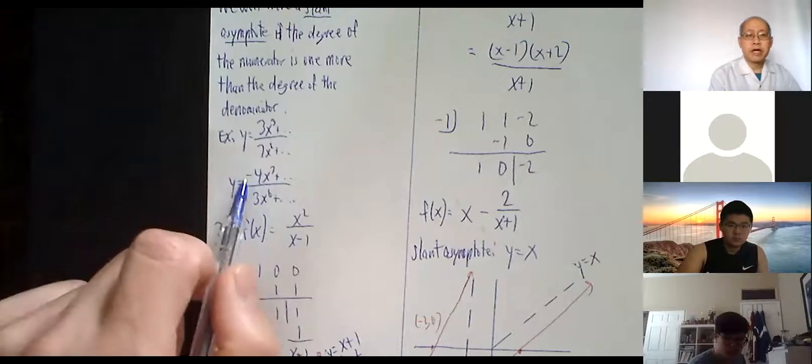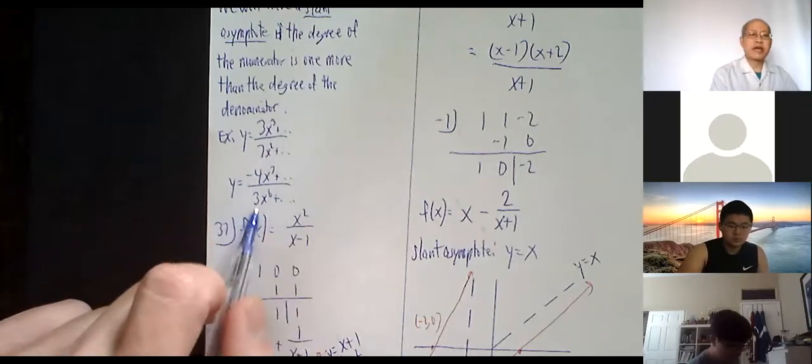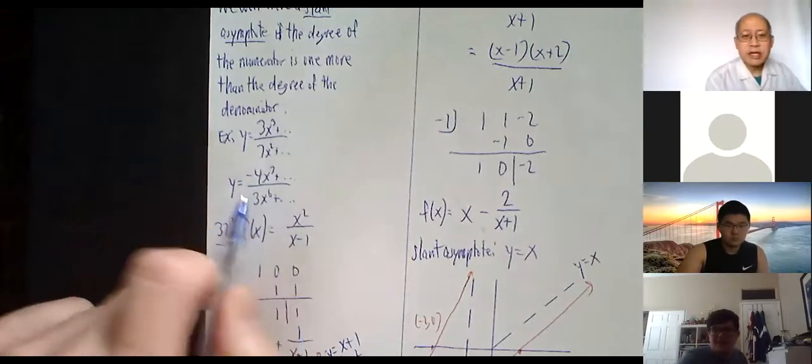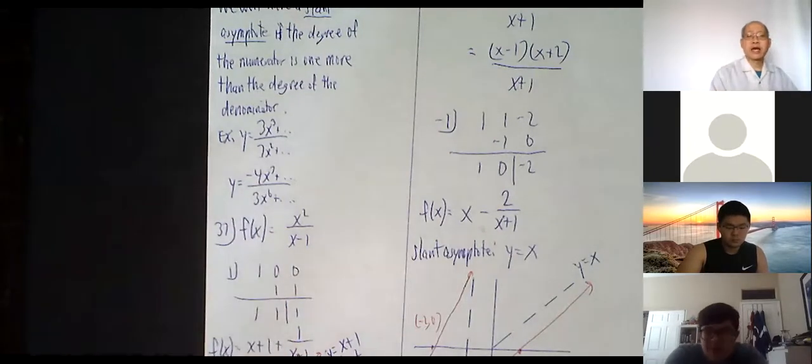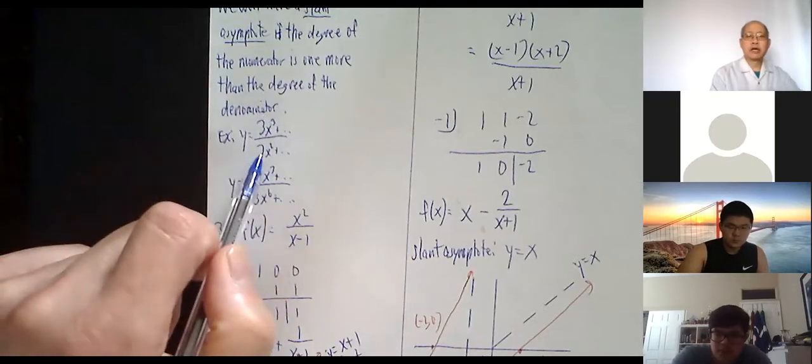Another example is negative 4x to the 7th plus blah, blah, blah, doesn't matter, divided by 3x to the 6th plus blah, blah, blah. So 7th degree, 6th degree, you will have a slant asymptote. So the degree of the numerator is exactly 1 more than the degree of the denominator.